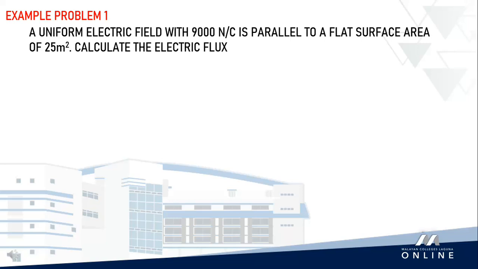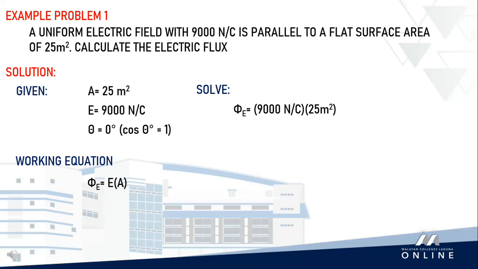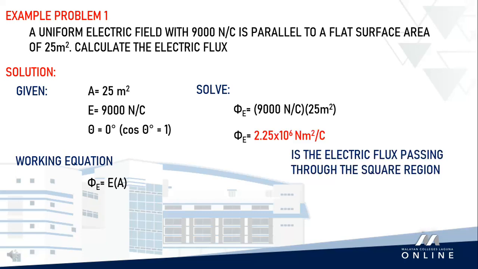In this problem, the area of the square and the uniform electric field are given. We can also note that the electric field and the surface area are parallel with each other, and therefore, the angle of orientation is 0. From our working equation, phi sub E is equal to E times A, we can easily substitute the given and solve for the answer. And the final answer we are looking for is 2.25 times 10 raised to 6 newton meter square over coulomb. Quite easy, right?